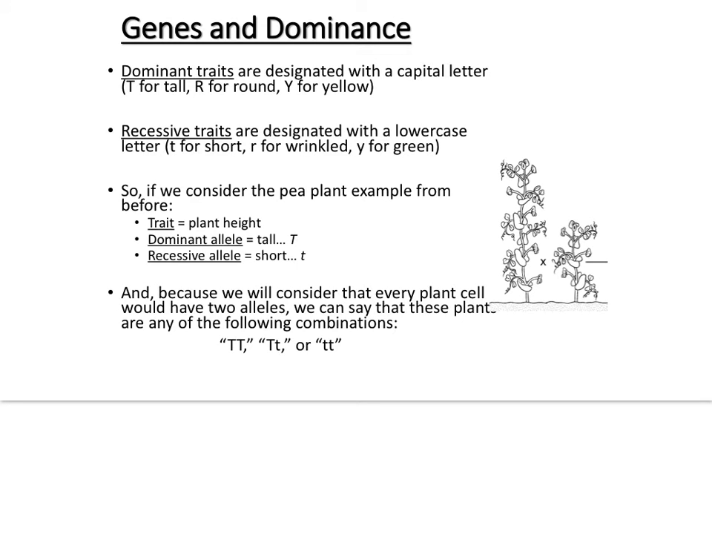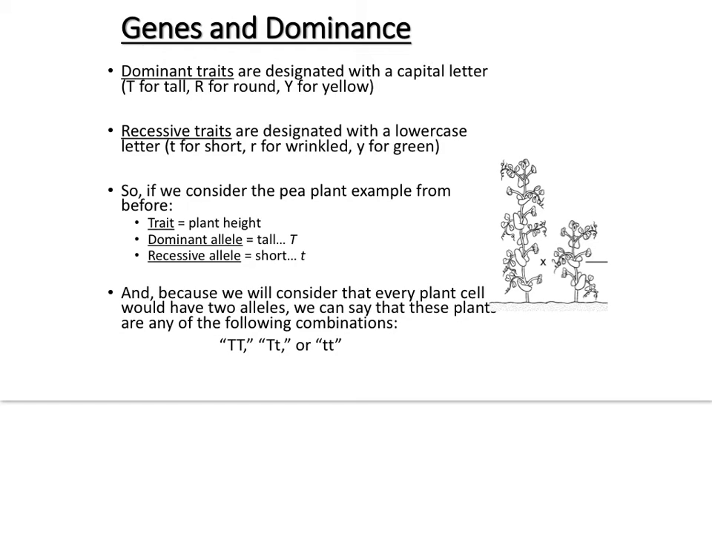Now, the way we write things is that dominant traits are designated with a capital letter. It doesn't really matter what letter we use, but we always try to use letters where it's easy to tell a capital from a lowercase. For instance, you don't usually want to use S, because a capital S is kind of hard to tell from a lowercase s. We usually choose a letter that's easy to tell as a capital, and we also usually choose a letter that makes sense. Like you see here, we use a capital T for tall, a capital R for round, a capital Y for yellow.